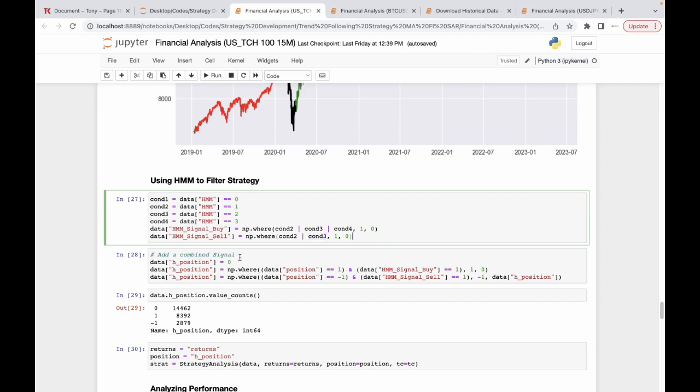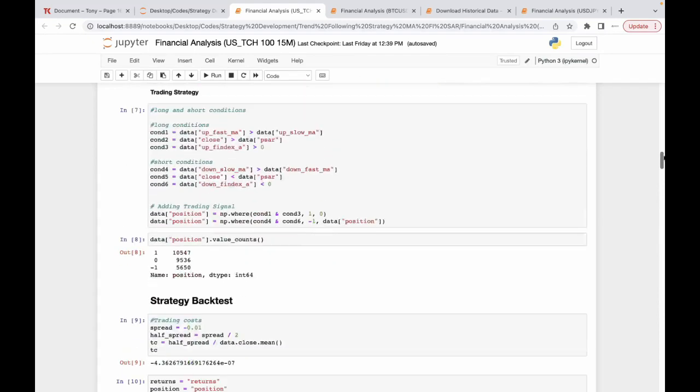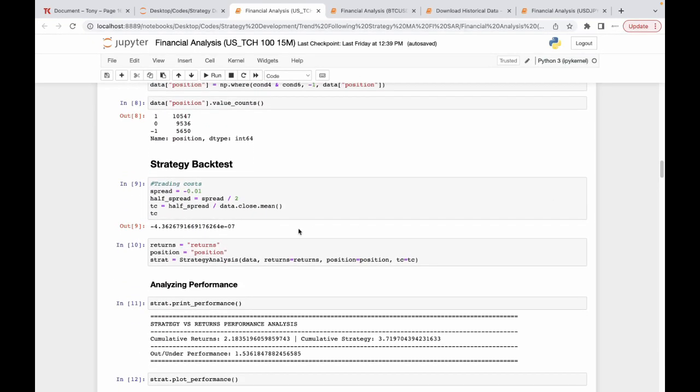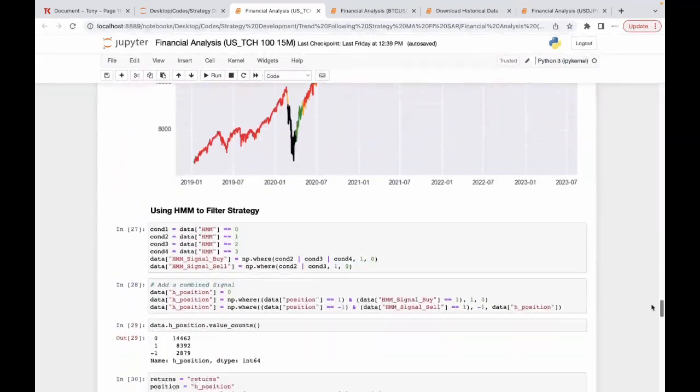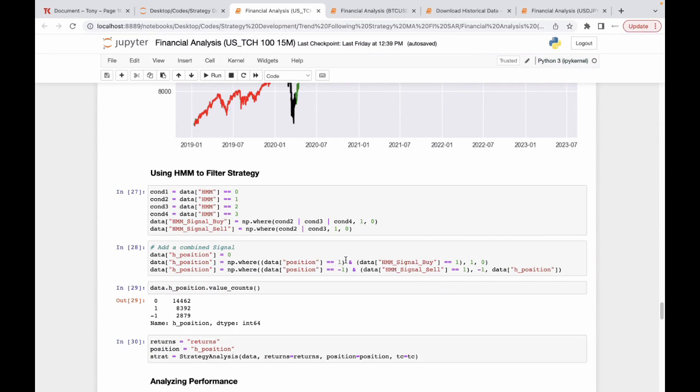And then we added a combined signal of our positions. We're calling this H position, and we initially set H position to 0, so all the values of H position are 0. And then we say where our initial position was 1 for a buy scenario.